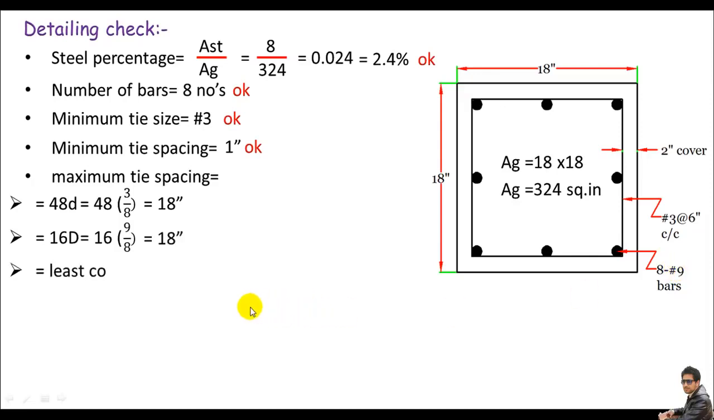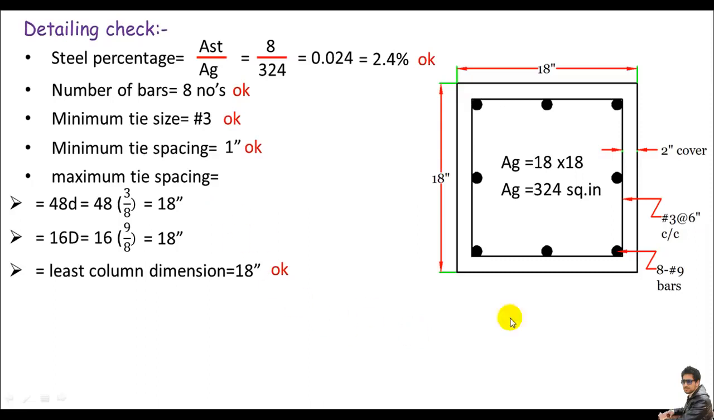And the next thing is the least column dimension. In the cross section, we have only 18 inches again. Yeah, and this is really good. I like it. So the maximum tie spacing is 18 inches, of course. And what we have is just 6 inches, which is less than 18 inches. So we are also okay over here.